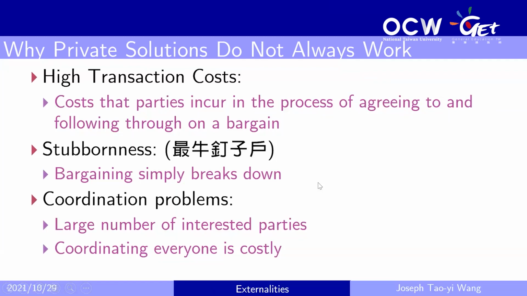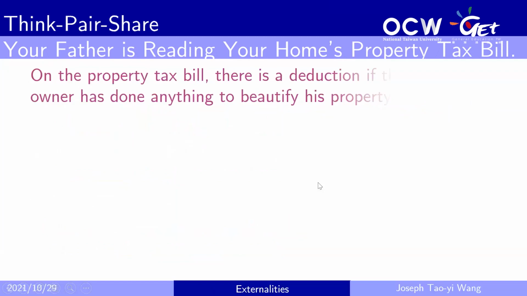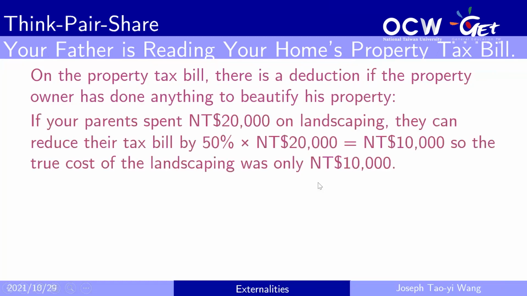Okay, so the last question of this: your father is reading your home property tax bill. On the property tax bill, there's a deduction if the property owner has done anything to beautify his property. If your parents spend 20,000 NT dollars on landscaping, they can reduce their tax bill by 50% of that amount, which is 10,000 NT dollars. So the true cost of landscaping was only 10,000 dollars.